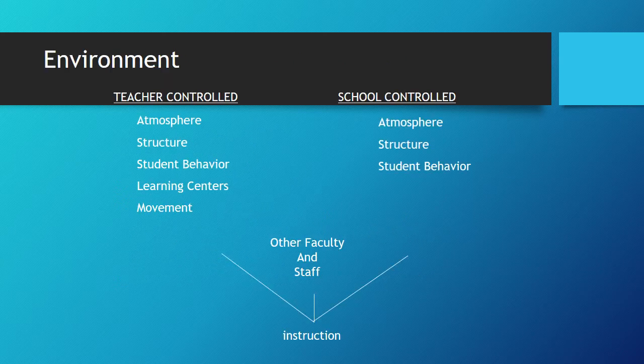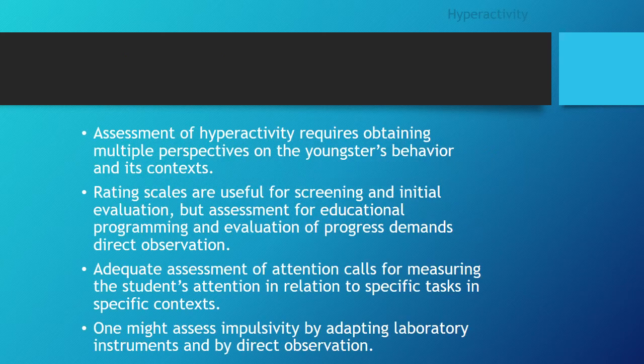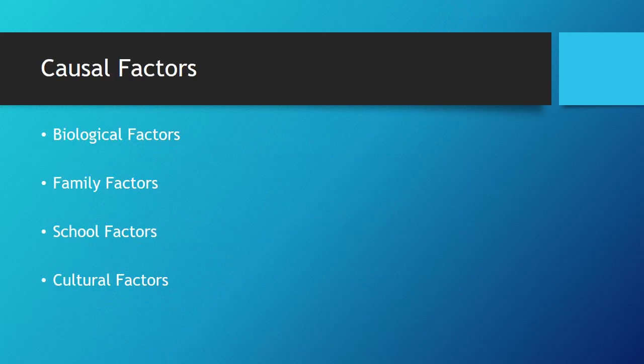The environment is very significant, whether it is teacher controlled or school controlled. There may be other things which influence the environment. Sometimes you find that children have hyperactivity; they cannot sit still, they have distractibility and impulsivity. Assessment of hyperactivity requires obtaining multiple perspectives on the youngster's behavior and context. We have rating scales that may be used, and adequate assessment is also needed. The causal factors may be biological or family.